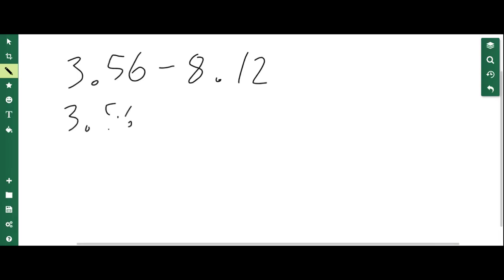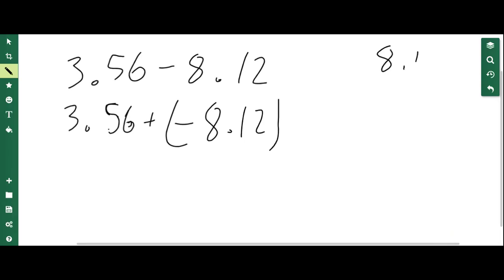Let's look at another example when it's not so obvious. One of the examples on the other sheet was 3.56 minus 8.12, right? Another way we could look at it is saying 3.56 plus negative 8.12, right? And so what we do, we find the difference and then we keep the sign with the larger number. So let's find the difference first.